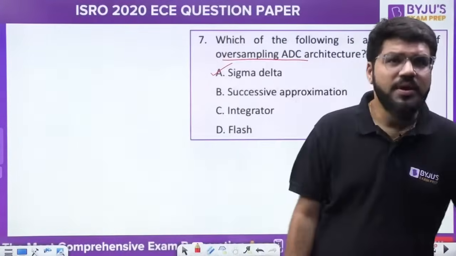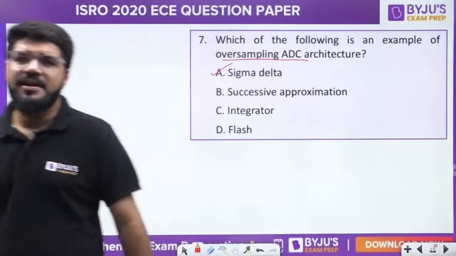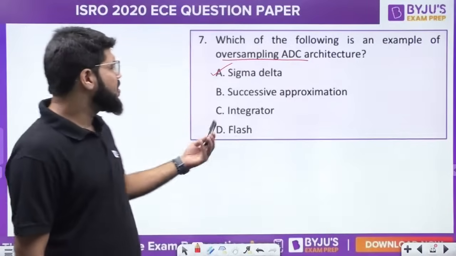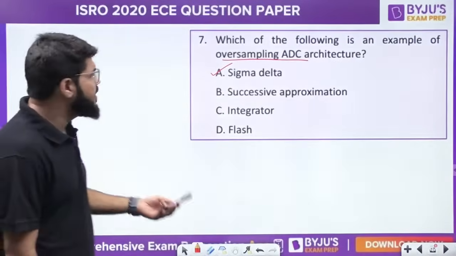Don't worry. So, oversampling ADC architecture: oversampling is in the case of the sigma delta ADC. So this is almost a fundamental factual question. If you have studied ADC, you must know it.